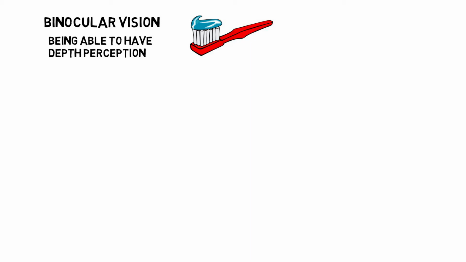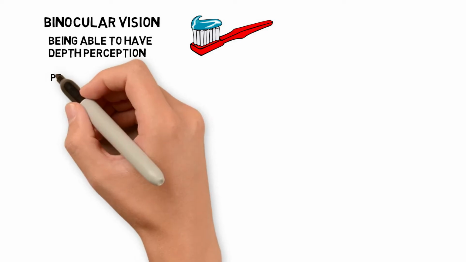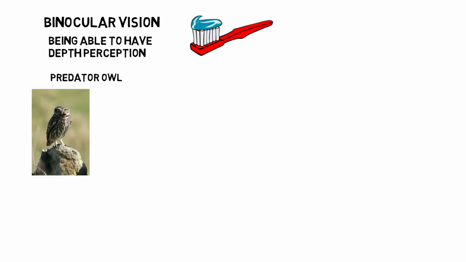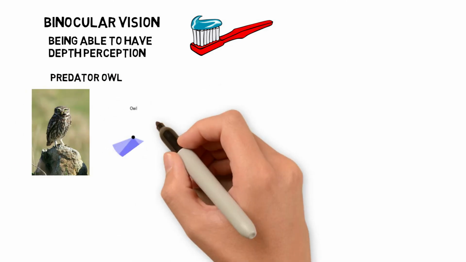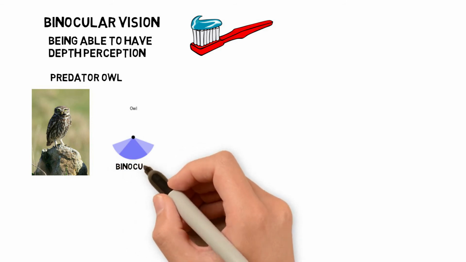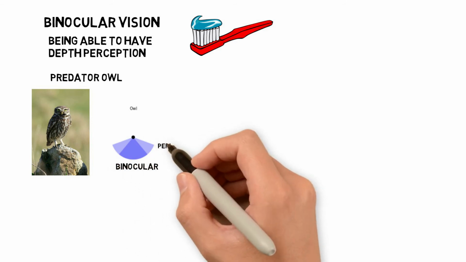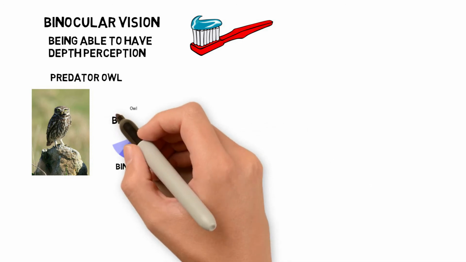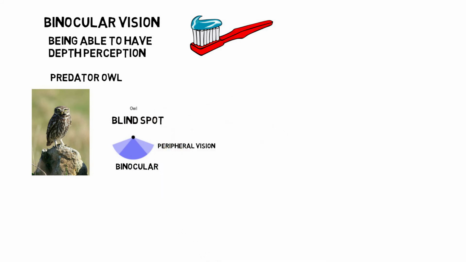Binocular vision is different for predators than it is for prey. Let's look at the predators first. An owl is a predator that hunts for its food. This activity requires good depth perception. The owl has good binocular vision with eyes facing forward, less peripheral vision, and a large blind spot to the sides and behind him.